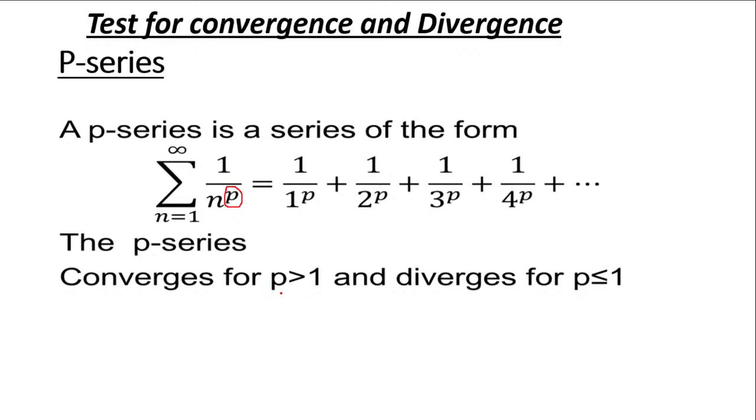This is different from the geometric series. That one is different: when r is less than 1, it converges, and when r is greater than 1, it diverges. So what I want you to take note of is this: when you get a function like this and p is less than or equal to 1, it diverges, and p being greater than 1, it will converge.